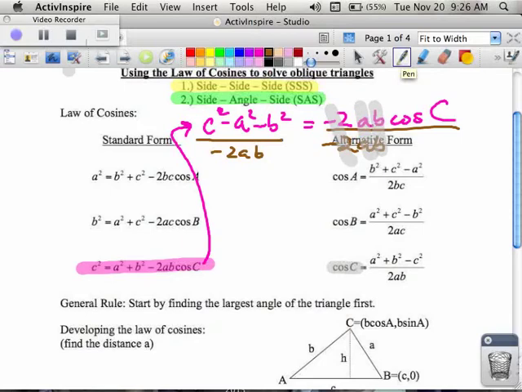If I were to multiply that whole side on the left by negative 1 on the top and negative 1 on the bottom, so negative 1 over negative 1, all the signs would flip-flop, and I would see that gray formula. So negative c squared times negative 1, positive c squared. There it is. Negative a squared times negative 1, positive a squared. Negative b squared times negative 1, positive b squared. Negative 2ab on the bottom times negative 1, positive 2ab.